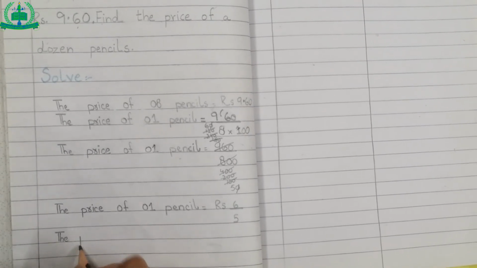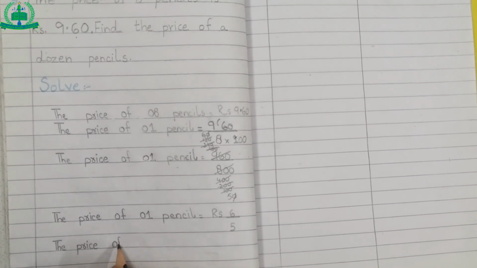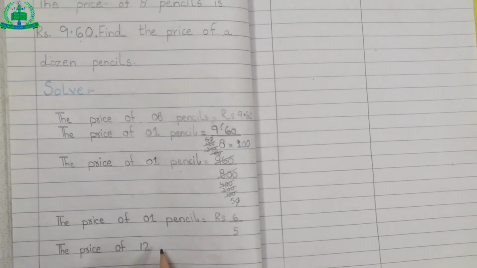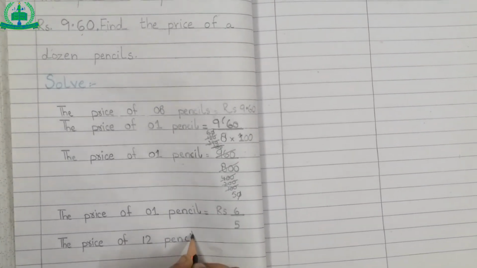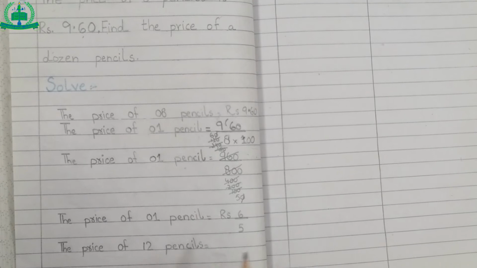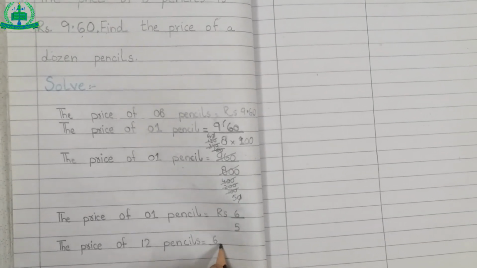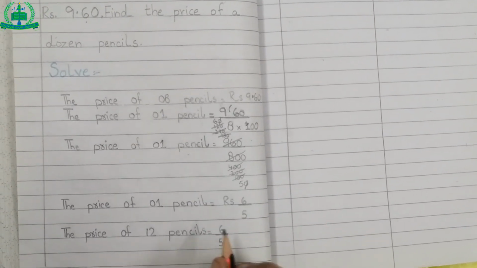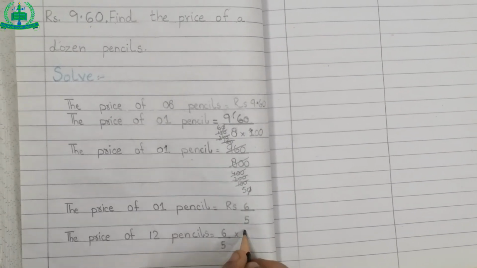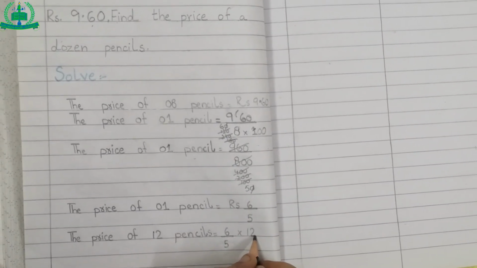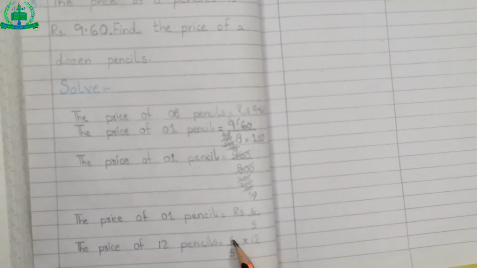The price of 12 pencils is equal to price of one pencil, 6 upon 5. So we write 6 upon 5. Number of pencil are 12. So we write 12 with multiply sign. 5 and 12 are not divided by same table, so we multiply it.